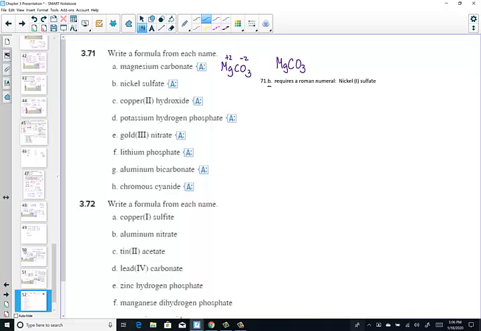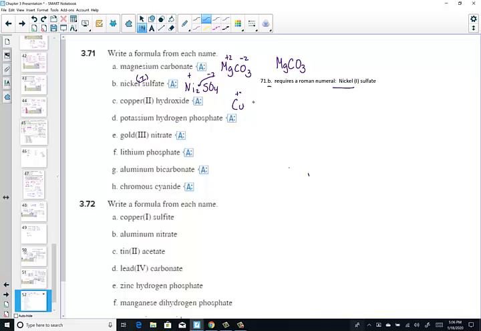Letter B required a Roman numeral, so I said use a Roman numeral 1. Nickel 1 sulfate. Nickel with a +1. Sulfate, SO4, it's a -2. So I write that Ni2SO4. Nickel 1 sulfate, Ni2SO4. We crisscrossed. The 2 became the subscript for the nickel. And I only need 1 group of sulfate, so no parenthesis needed.